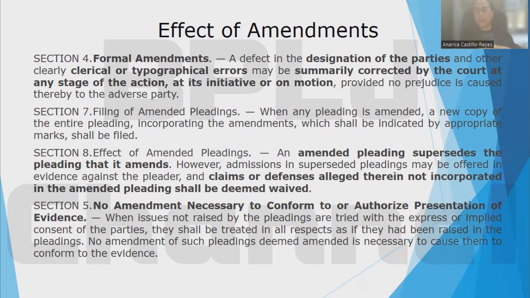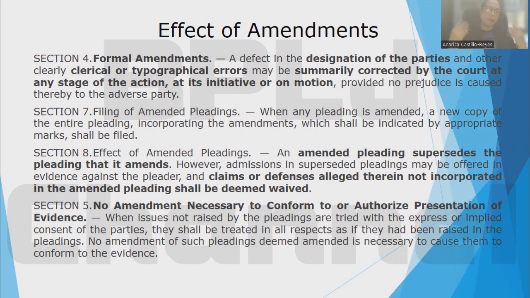When issues not raised in the pleadings are tried with the express or implied consent of the parties, they shall be treated in all respects as if they have been raised in the pleadings. No amendment of the pleadings is necessary to cause them to conform to the evidence.